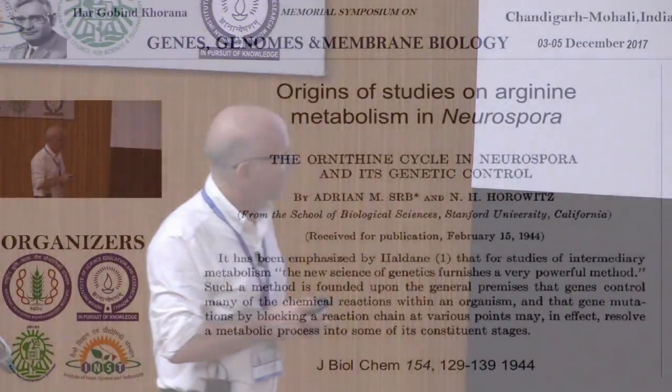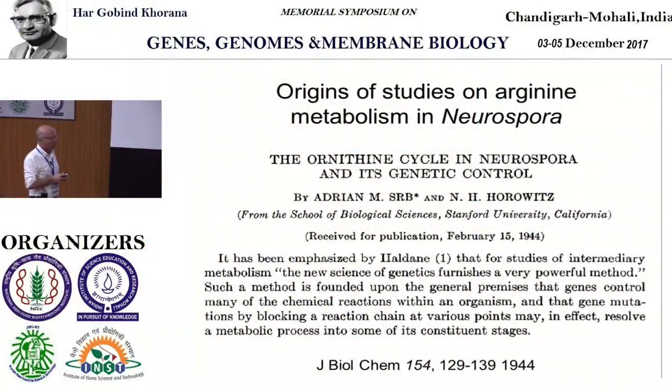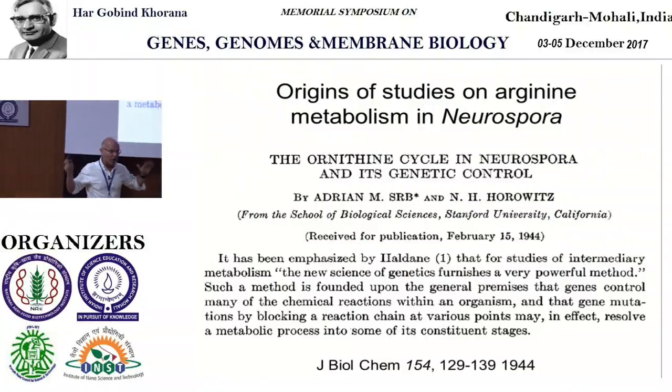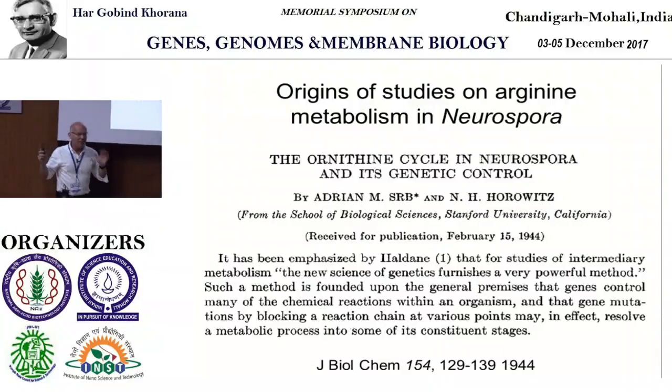So historically, 1944, which is 3 years after Beadle and Tatum's 1941 paper, the ARG2 gene was discovered. And I like to show this slide because it says in the abstract that for studies of intermediary metabolism, the new science of genetics furnishes a very powerful method. Now, 1940s, I know for some of us in the audience, might as well have been a long time ago, but it isn't.